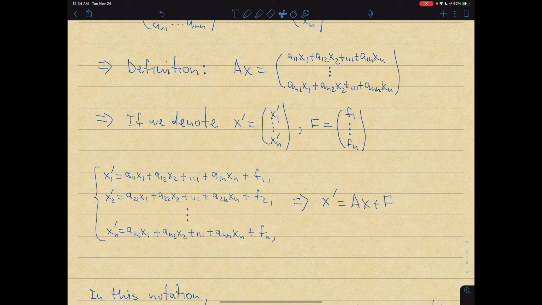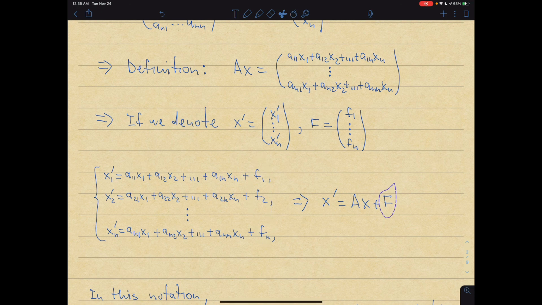Well, the derivatives are basically the derivative of a vector x, right? Which consists of components x1, x2, x3, etc. up to xn. So this derivative I can write as x prime. The f's I can write as a vector f.